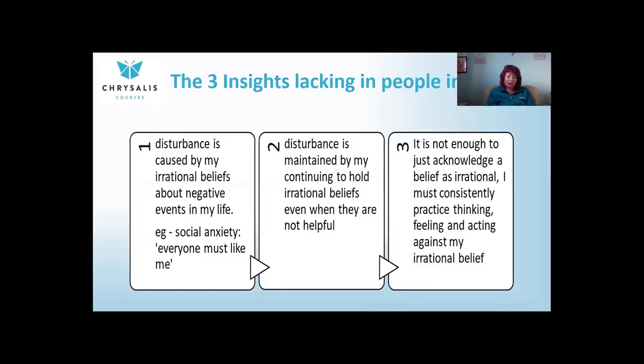So a client's psychological disturbance is determined by their irrational beliefs about negative events that have happened in their life. So they tend to attribute the cause of their problems to situations rather than their beliefs about situations. So you might have heard that term. It's not the situation you're in that disturbs you, it's the way you think about it. And that is very true. We can choose the way we think about something.